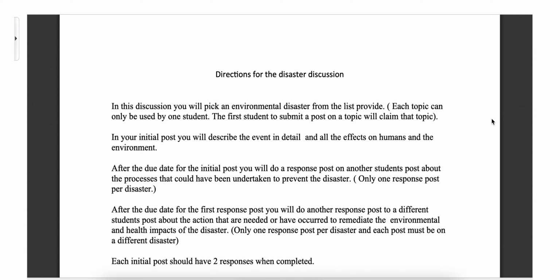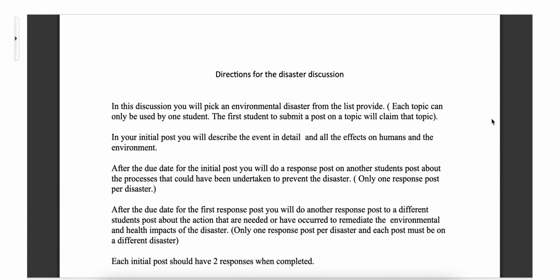and you're going to look at what that event was, and then you're going to look at a couple of other people's and talk about how it could have been prevented, and what are some of the things that need to be done to remediate what's occurred. So in that list that's provided, there's a lot of options on there. Each topic on that list can only be used by one student.